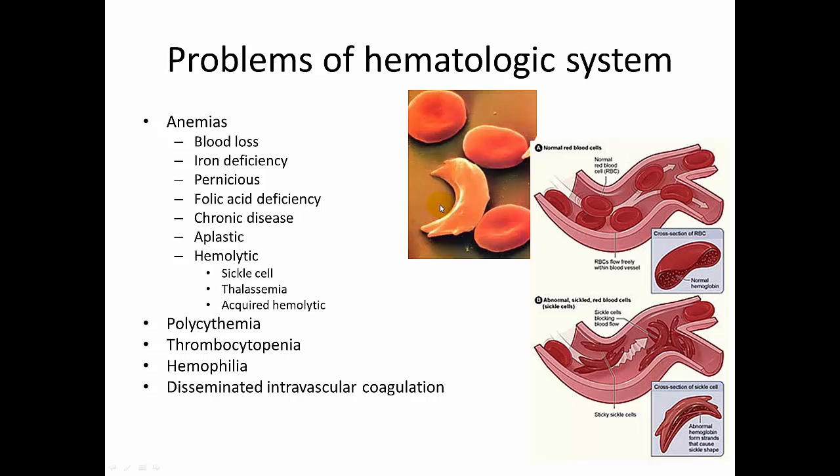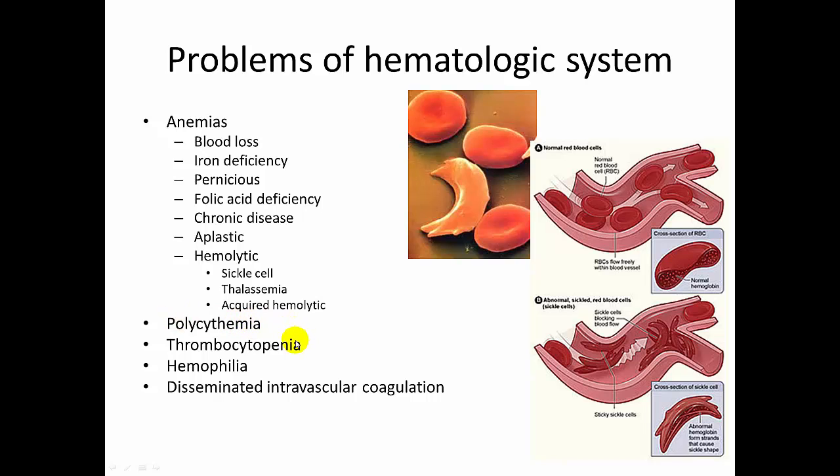So you can imagine how difficult, because this shape of cell is not going to bend and fold to get through these small vessels. It's going to clump up, and that's going to cause all of the problems that we see with sickle cell anemia. Thalassemia is a genetic disorder of blood cell production, and acquired hemolytic, some outside process has caused destruction of the red blood cells.